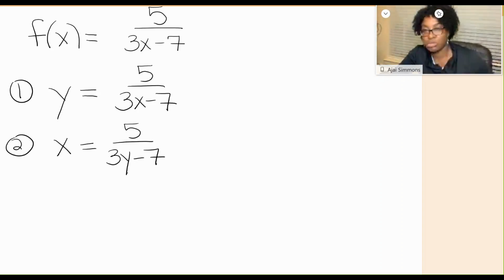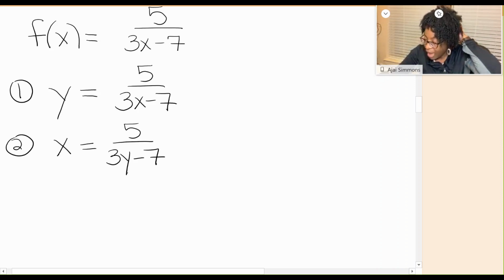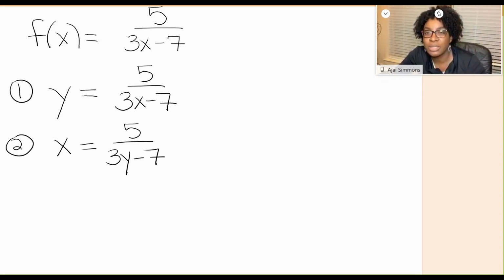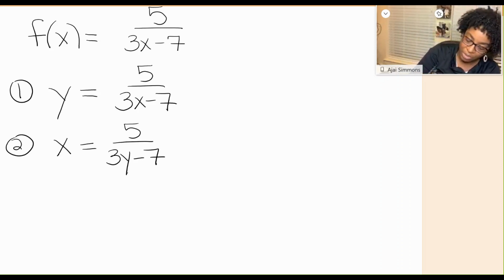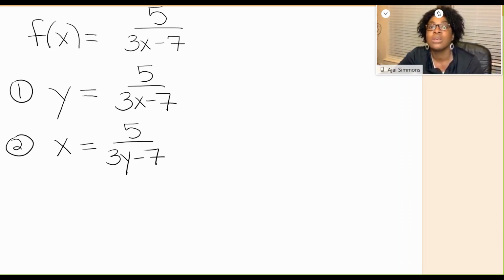Sorry, I had something on my phone. So in order to get y by itself, I have this fraction, y'all, and you have to get rid of the fraction. We've talked about this in a couple of different videos, but I'm not sure if you remember, so let me just review it real quick. In order to get rid of the fraction, I have to multiply both sides by the LCD.